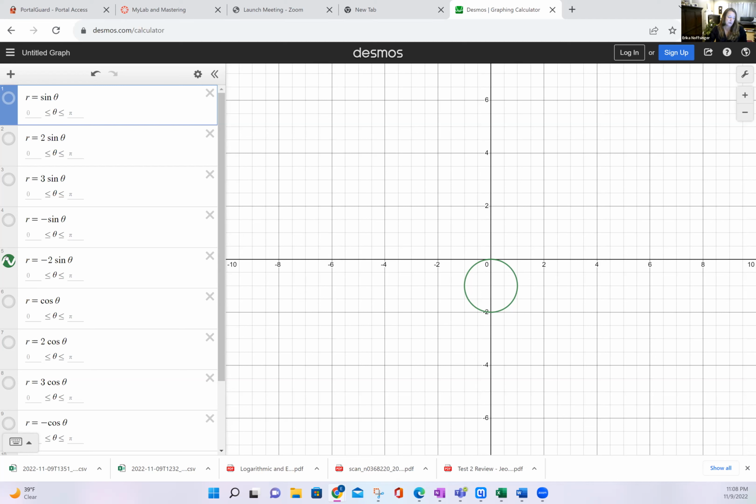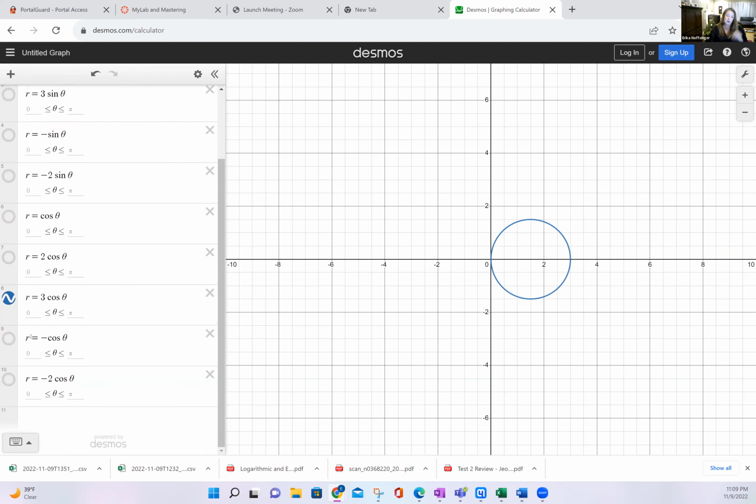So now let's look at the cosine values. R equals cosine theta. Notice it's a circle, but it's symmetrical across the x-axis. The coefficient in front of cosine theta is 1, and my center is at 1, 0. My radius is 1. If I look at 2 cosine theta, my guess is that the center is going to be at 2, 0, and my radius is going to be 2, which it is. Center 2, 0, radius 2. So 3 cosine theta: notice our center is at 3, 0, and our radius is 3.